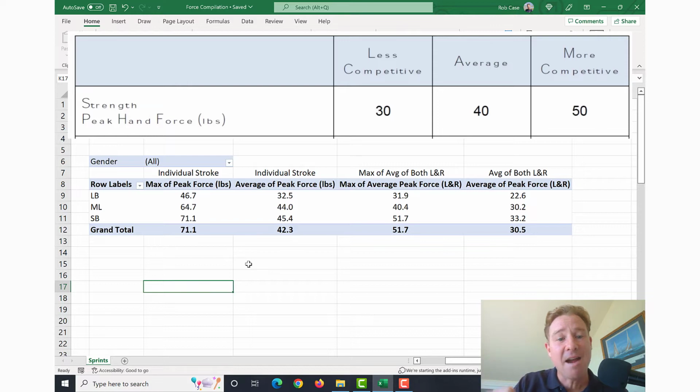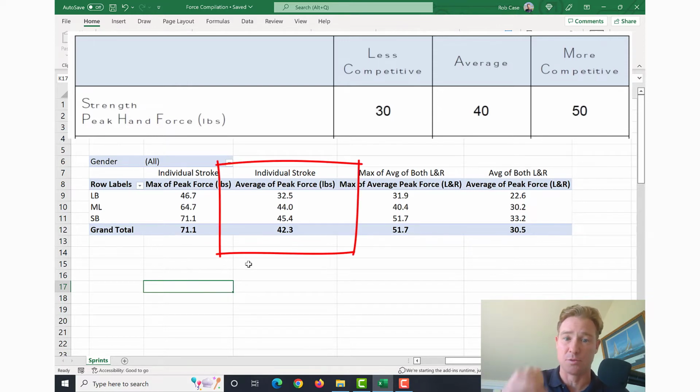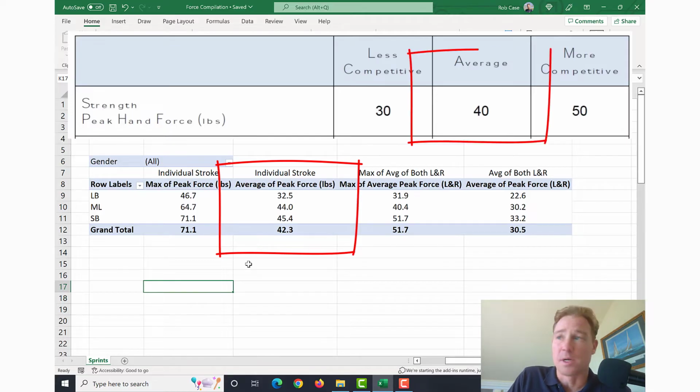When we look at the average of the peak forces of an individual stroke, the average of our data set is 42.3 pounds. So 42.3 pounds, we're looking at, okay, that's the average of the swimmers, right around that 40 pound range. So it's somewhat of a good comparison in that sense. If we were to take this data and that data and combine it together, we're probably about the average swimmer, and that's our average peak force of our data.